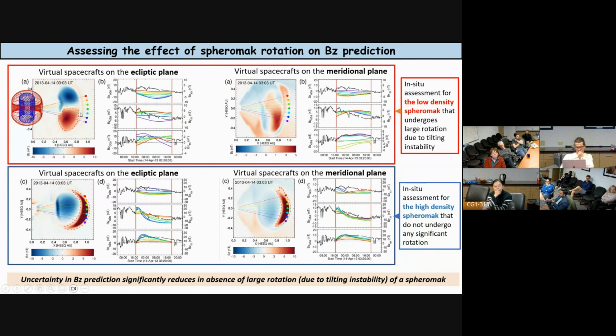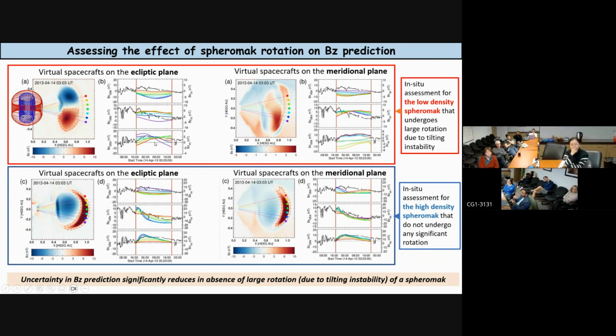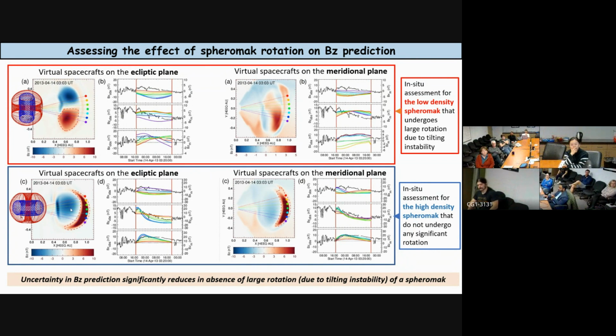If we look at different spacecraft within, let's say, plus minus 15 degrees, one spacecraft may encounter a totally different Bz, and another spacecraft, in purple, may encounter a totally opposite Bz. So within this kind of spacecraft spread, you can see there will be a large uncertainty registered at 1 AU. But when the rotation is very minimal, what will happen? This positive part will come to the spacecraft first, followed by the negative part.